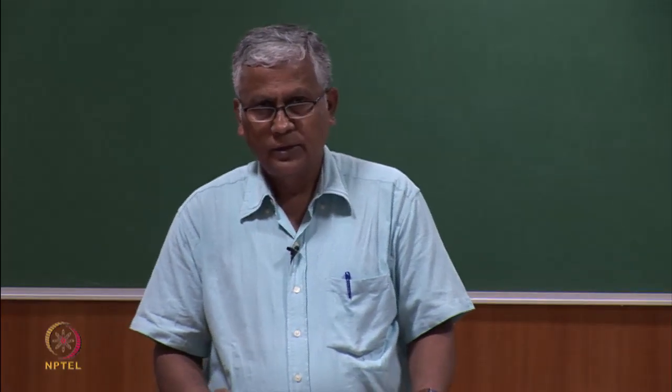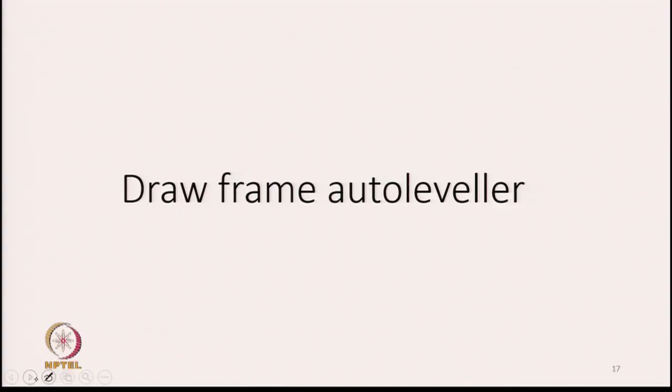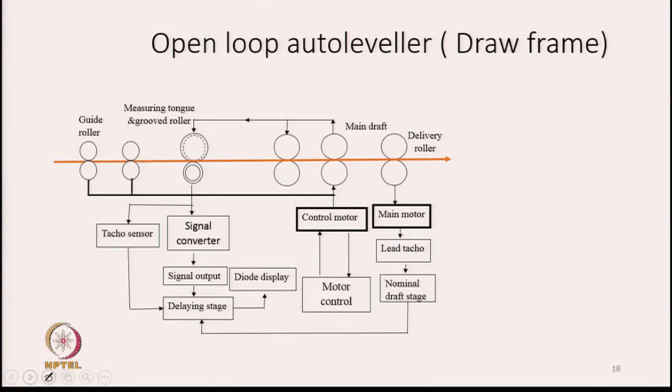Now, we come to a typical draw frame autoleveller. A diagram is shown here. Open loop autoleveller, which is used on a draw frame. So, what we see here is that there is a drafting unit in front, a 3/3 simple drafting unit being shown here, and there is a measuring tongue and groove roller, which is actually the sensor in this case.